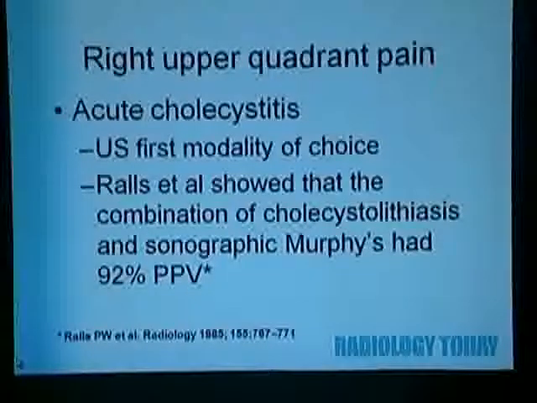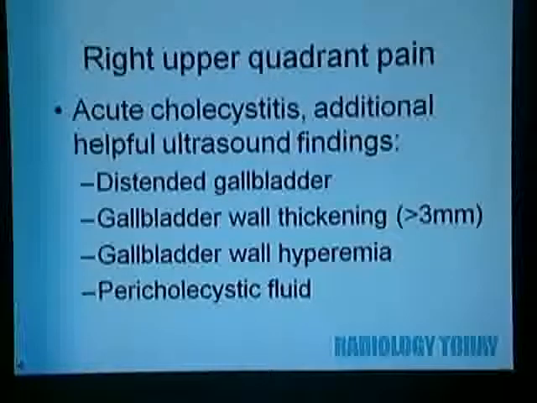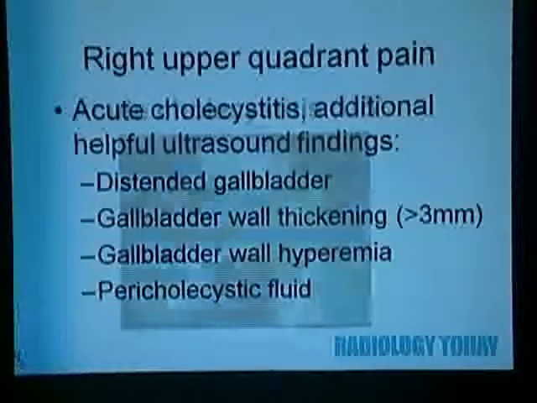So again, ultrasound is our first modality of choice, and in the mid-'80s, a study showed that the combination of cholecystolithiasis and a positive sonographic Murphy sign had a 92% positive predictive value for acute cholecystitis. Additional findings that we'll look for on the ultrasound, and you may hear us comment on a report, is a distended gallbladder, perhaps gallbladder wall thickening or hyperemia, or a pericholecystic fluid.